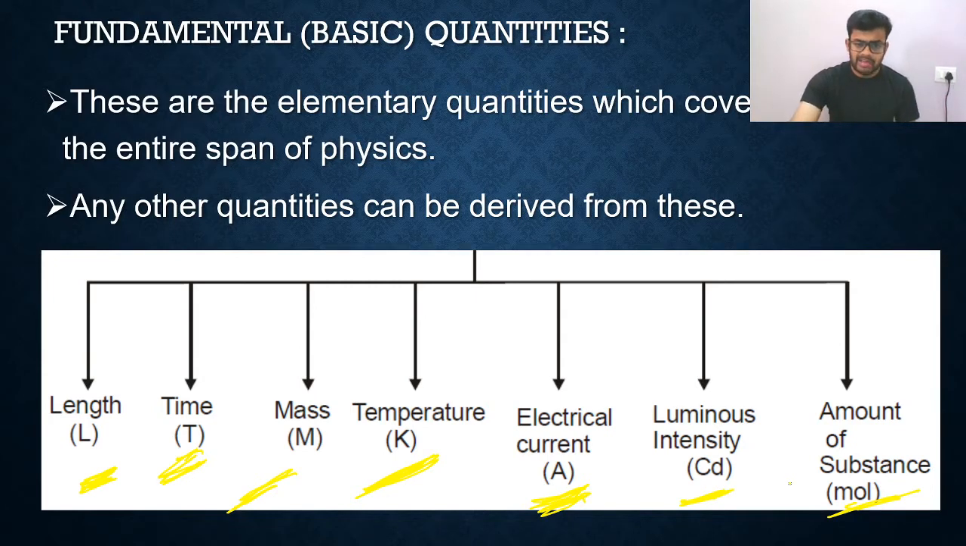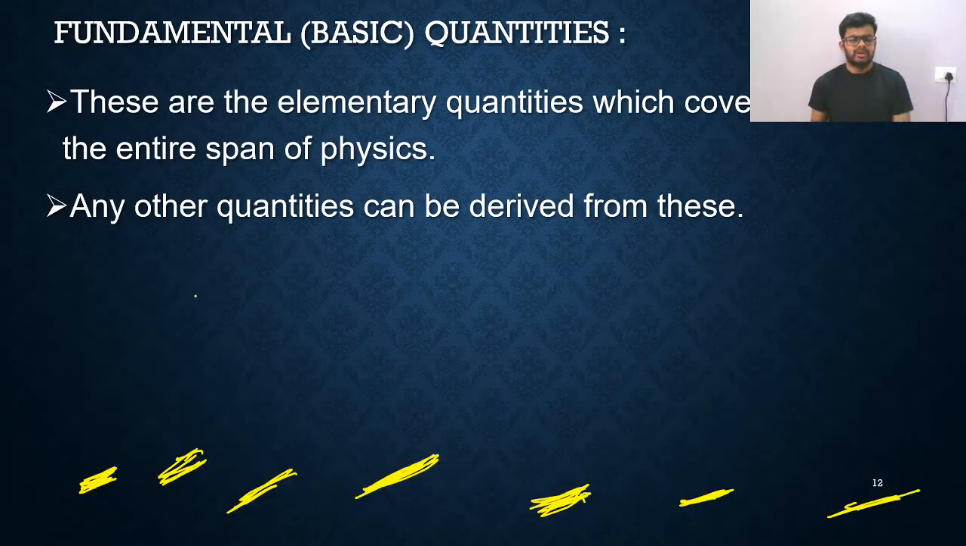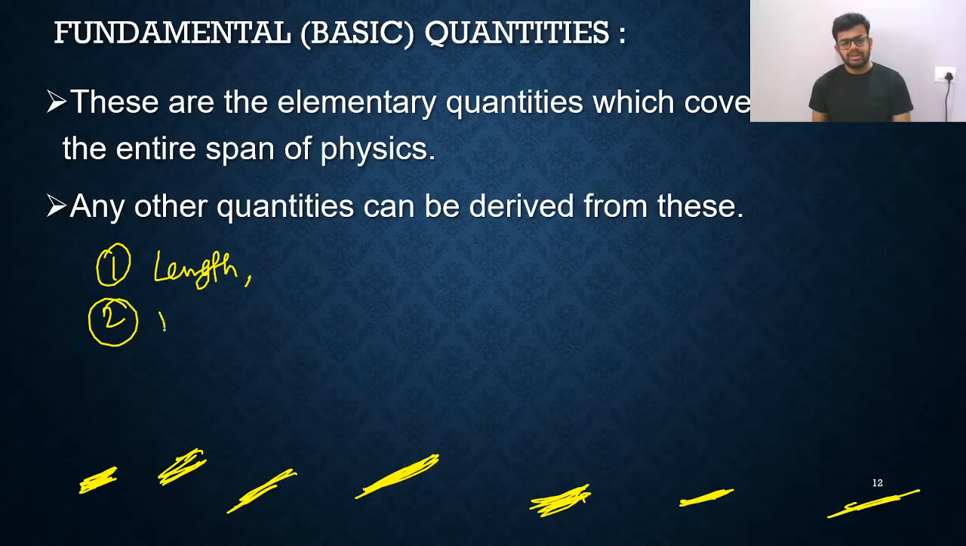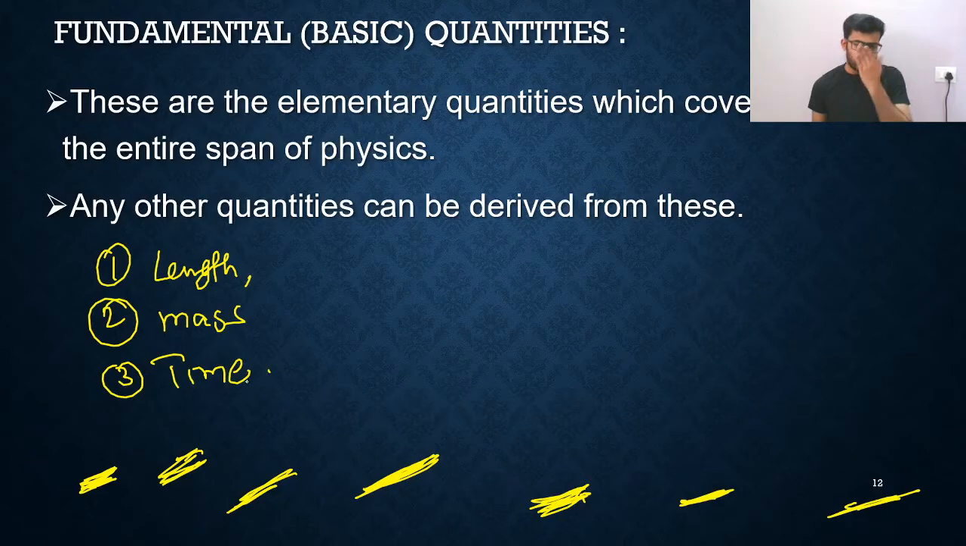If I write it, I think you will remember it. First you can say length. There are seven fundamental quantities. One is length. Second, I will say mass. Third is time. These are the three very basic, main fundamental quantities which will be used everywhere.